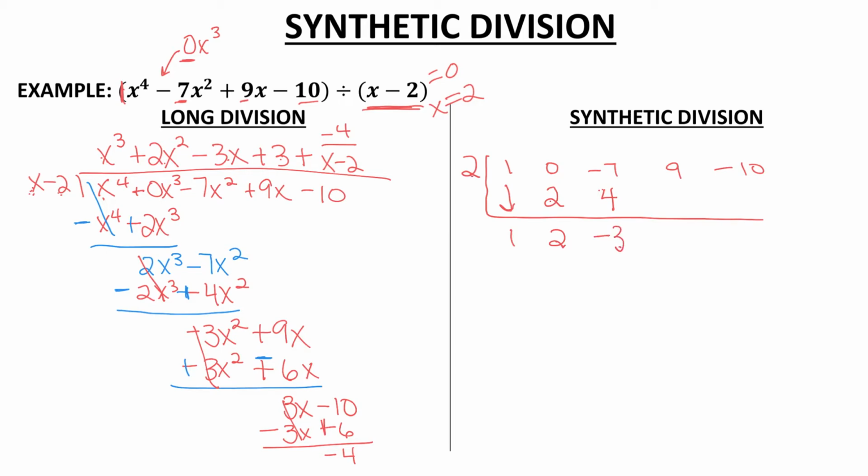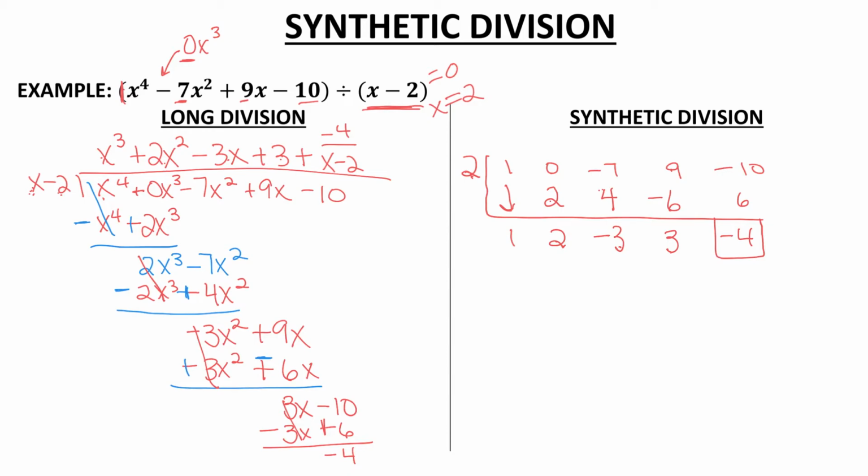Then you multiply. -3 times 2 is -6. Then you add. This would be 3. 3 times 2 is 6, which would give you a -4. This very last number represents your remainder.